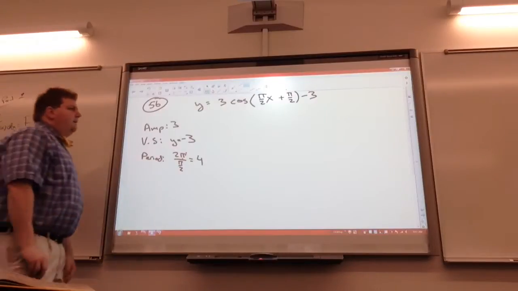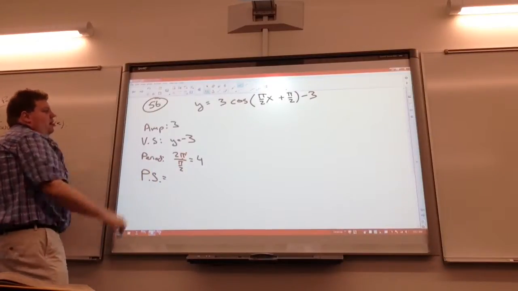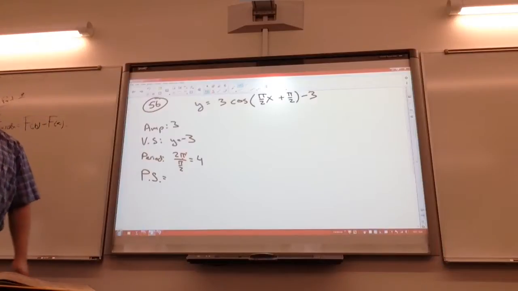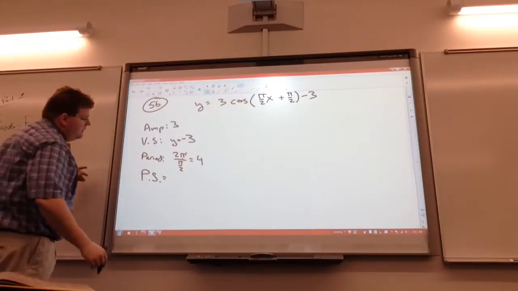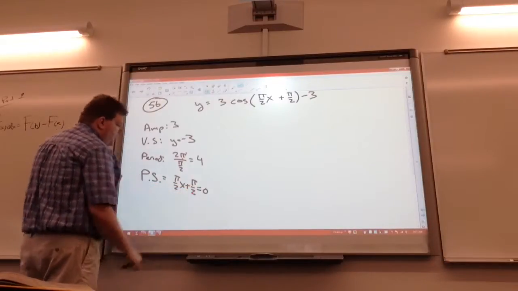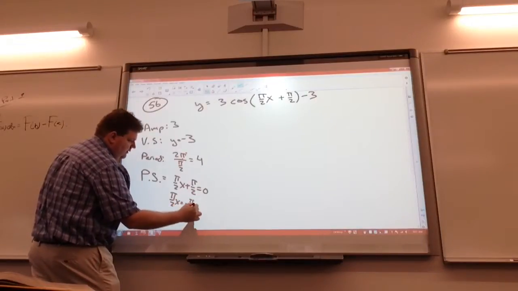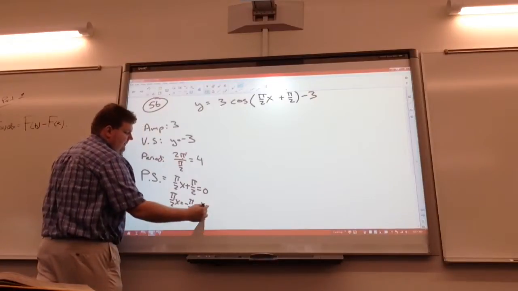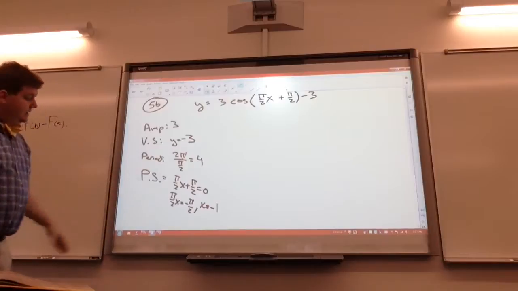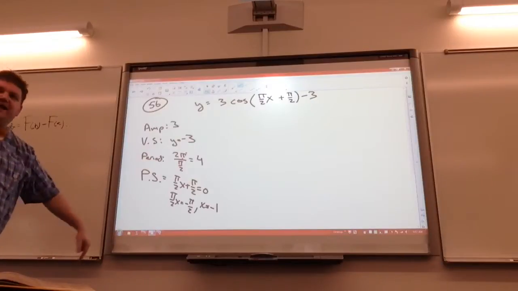Last one is phase shift. How would I find phase shift? Set the whole thing equal to 0. So it's pi over 2 x plus pi over 2 equals 0. We solve this. So what's x going to be then? Negative 1, dividing both sides by pi over 2. So I would end up with negative 1. That means the thing starts at negative 1 instead of starting at 0. That's all that tells you, that I've shifted things back to negative 1.